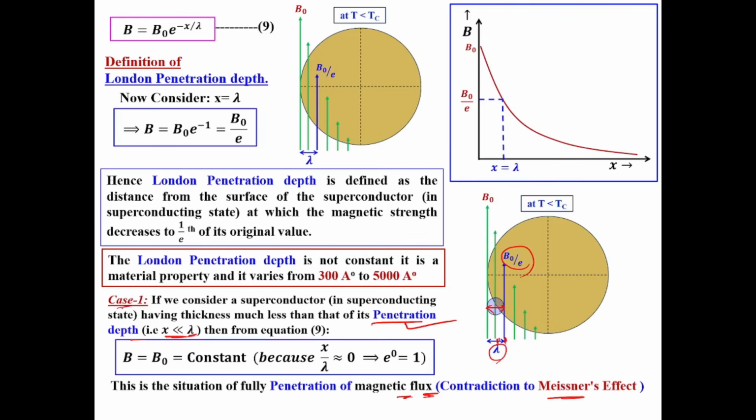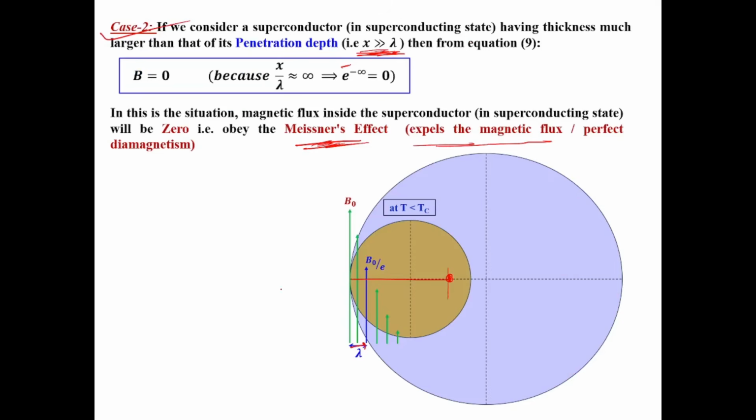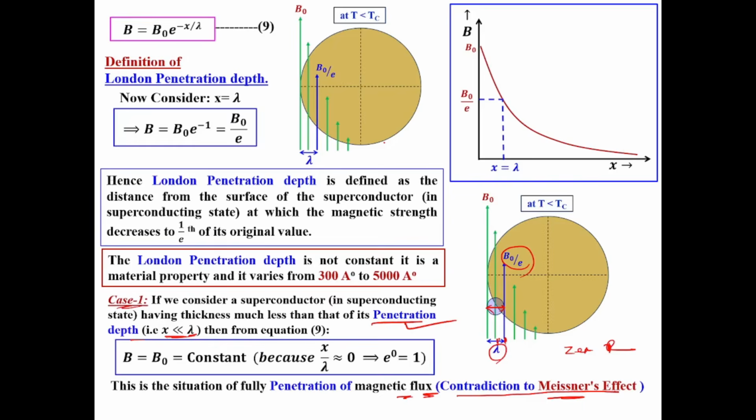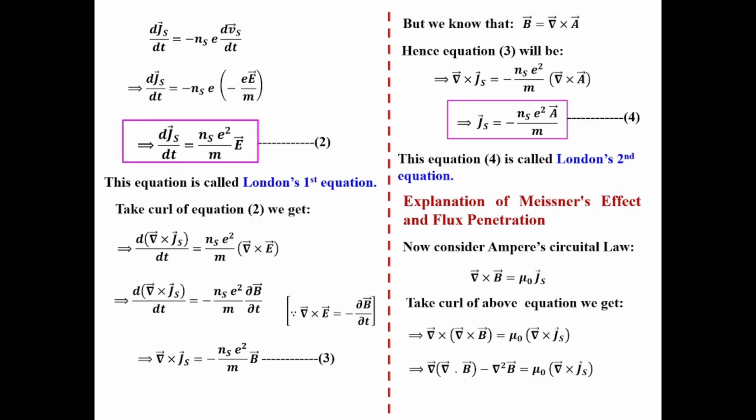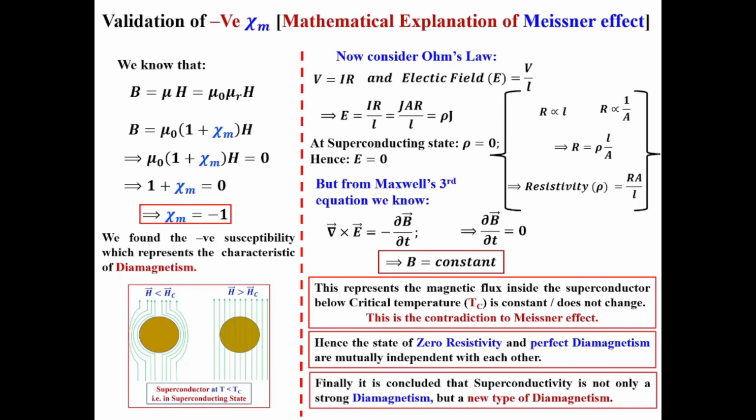Case 1 represents the contradiction to Meissner's effect, the so-called zero resistivity case, and case 2 represents the Meissner's effect. In this way, the London brothers explain superconductivity, which is a different type of diamagnetism. That is a new type of diamagnetism.